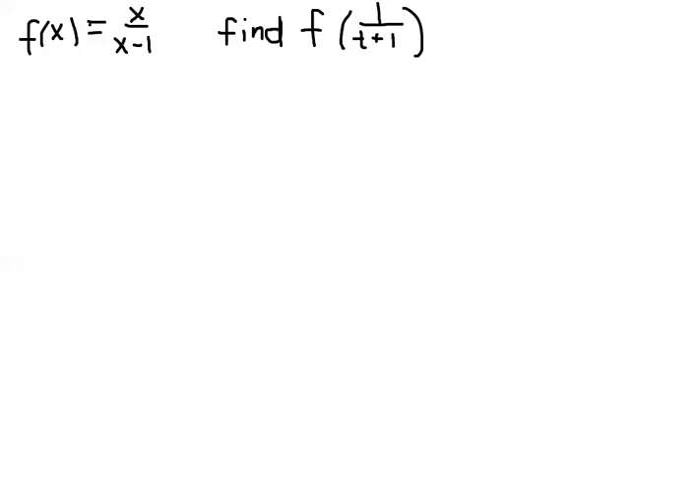Here is another fraction and fraction evaluate the function problem. You've got the function f of x equals x over x minus 1, and you're asked to evaluate and simplify f evaluated at the quantity of 1 over t plus 1. So, like before, we'll just take the 1 over t plus 1, and everywhere you see an x, you get to plug in that whole fraction of 1 over t plus 1. So, what that looks like is 1 over t plus 1 divided by 1 over t plus 1 minus 1.